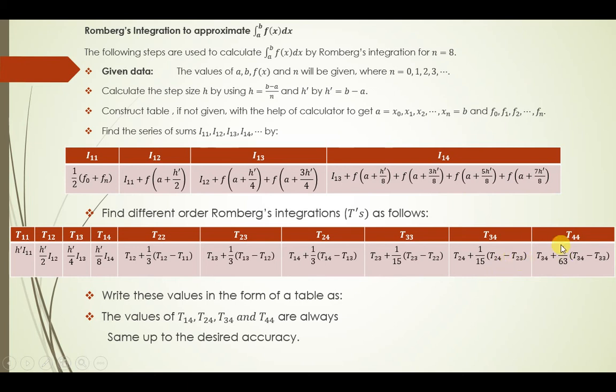And the last one is T44. Whenever there is 4 as the first digit, T44, that is the multiple of 1 by 63. This is the difference, 1 by 63. So T44 will be calculated by one less digit from this 4, that is T34. T34 plus 1 by 63, the same T34 minus one less digit from this 4, which is T33. Anyways, these are the formulas to calculate the values of these T's.